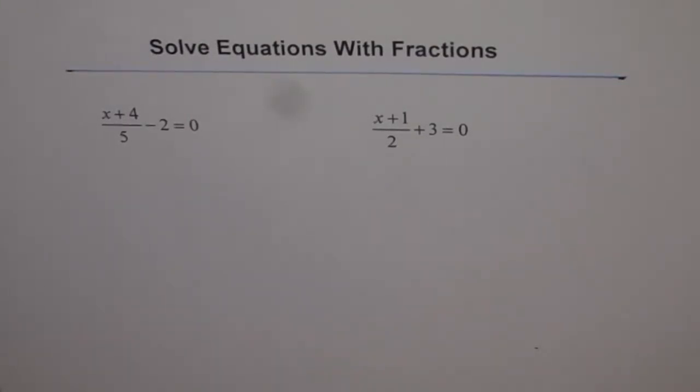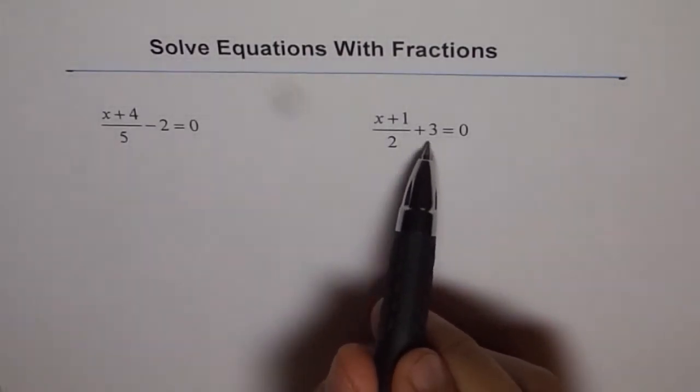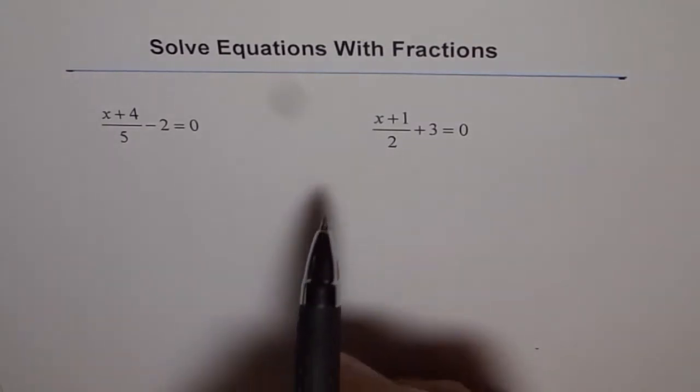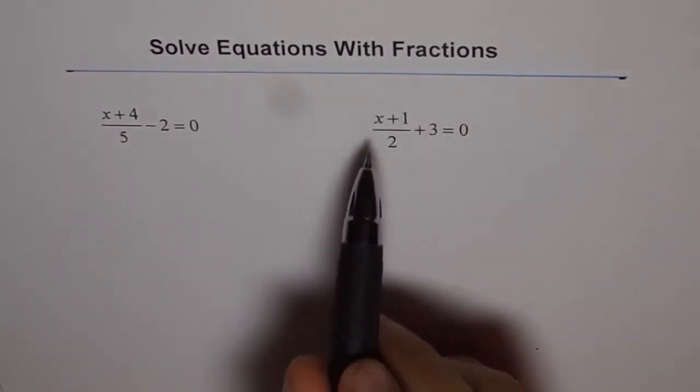Solve equations with fractions. So here we have two problems. One of them is for you to solve, and I will solve the one on the right side. Now this says (x + 1) divided by 2 plus 3 equals 0, and we need to find what x is. It is as good as isolating x.